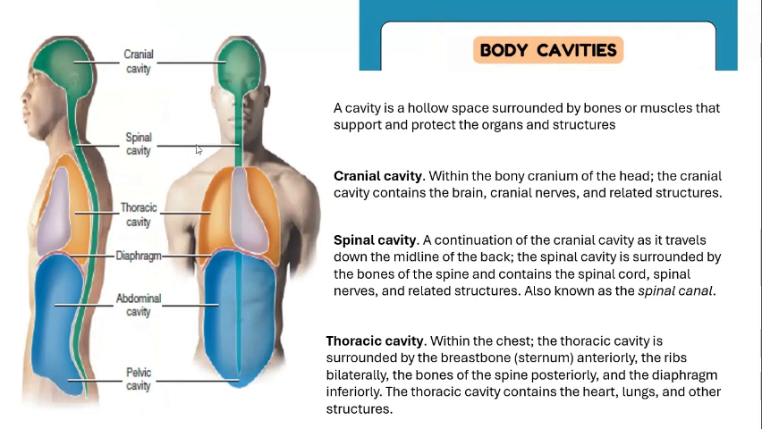Now, when we look at the body cavity itself, we say a cavity is a hollow space or a fluid space surrounded by bones or muscles that support and protect the organs and structures. And these body cavities are basically divided into two. We have the ventral cavity and we have the dorsal cavity. In terms of direction, ventral is forward and dorsal is at the back. The dorsal cavity is further divided into two, which are the cranial cavity and the spinal cavity.